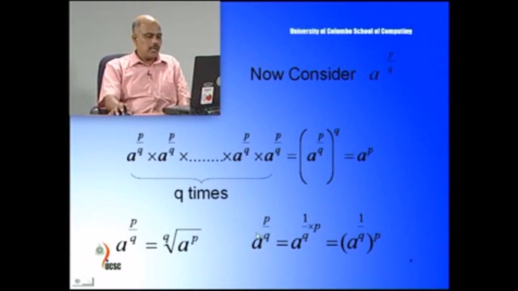Note that again a to the power p upon q can be reorganized using simple algebra like this. So, this is also equal to a to the power 1 upon q times p, and using one of the rules in the indices, which can also be simplified to a to the power 1 upon q, to the power p. And look at this expression, this also tells us that a to the power p upon q is the qth root of a multiplied by itself p times.